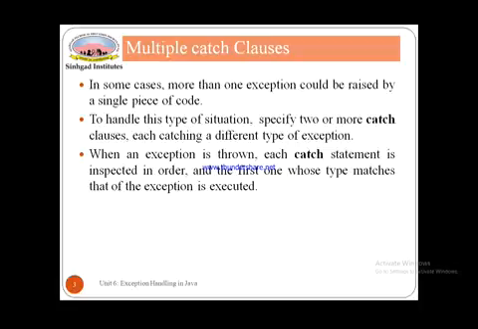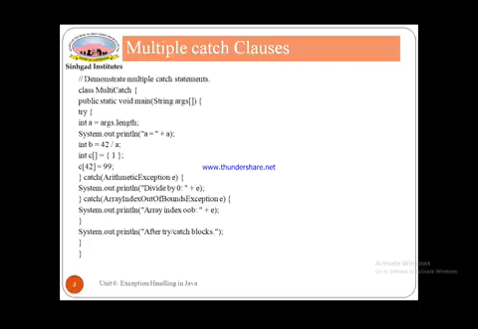When an exception is thrown, each catch statement is inspected in order, and the first one whose type matches that of the exception is executed. Only the integer type catch block catches the integer type of exception. Suppose your catch block is a character type of catch block, it can only catch the character type of exception. This is multiple catch clauses.